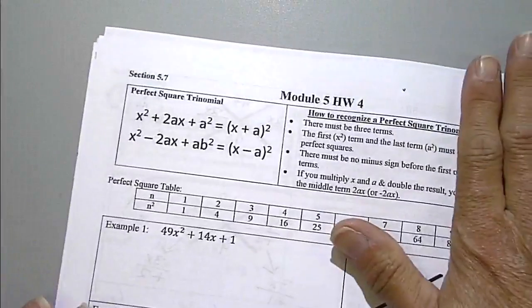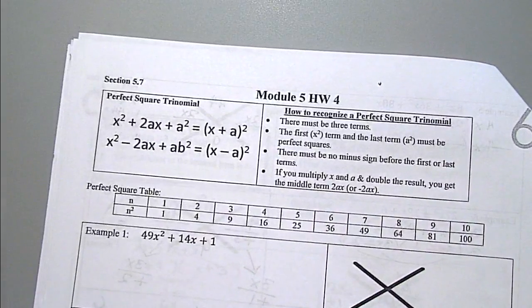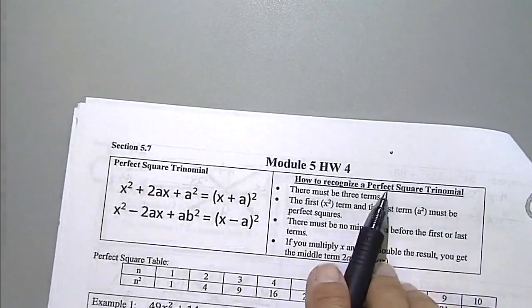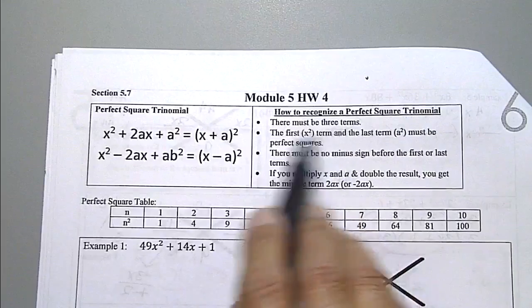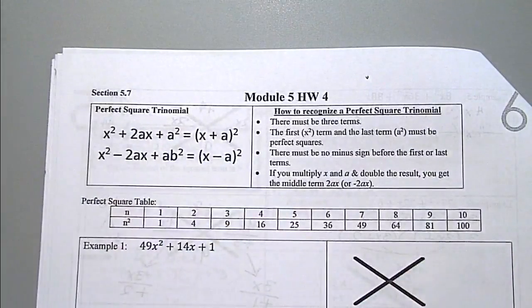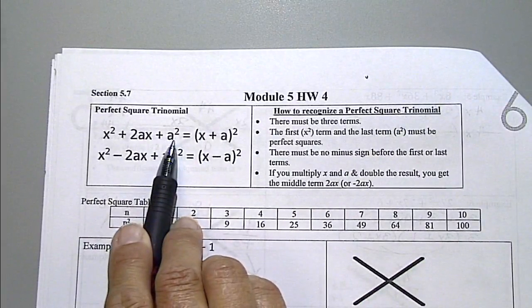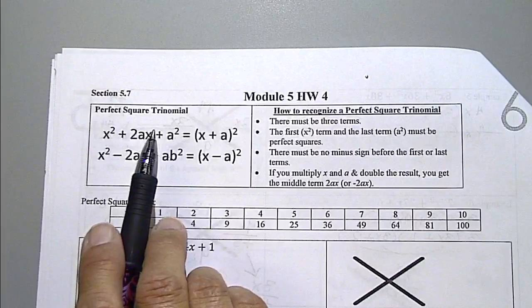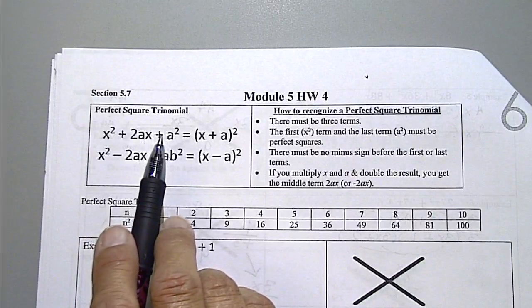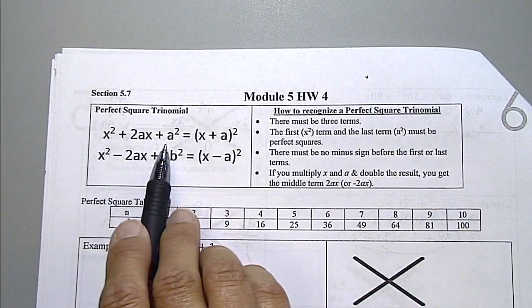Now let's talk about patterns. Let's talk about making it quicker. On page 6, we're going to talk about something called a perfect square trinomial. Now, a perfect square trinomial has to have 3 terms. It's a trinomial, right? And then the first term and the last term have to be perfect squares. Now, that doesn't mean they can't be something like x to the 4th. An exponent that is evenly divisible by 2 is a perfect square, okay? So the first term and the last term have to be perfect squares.